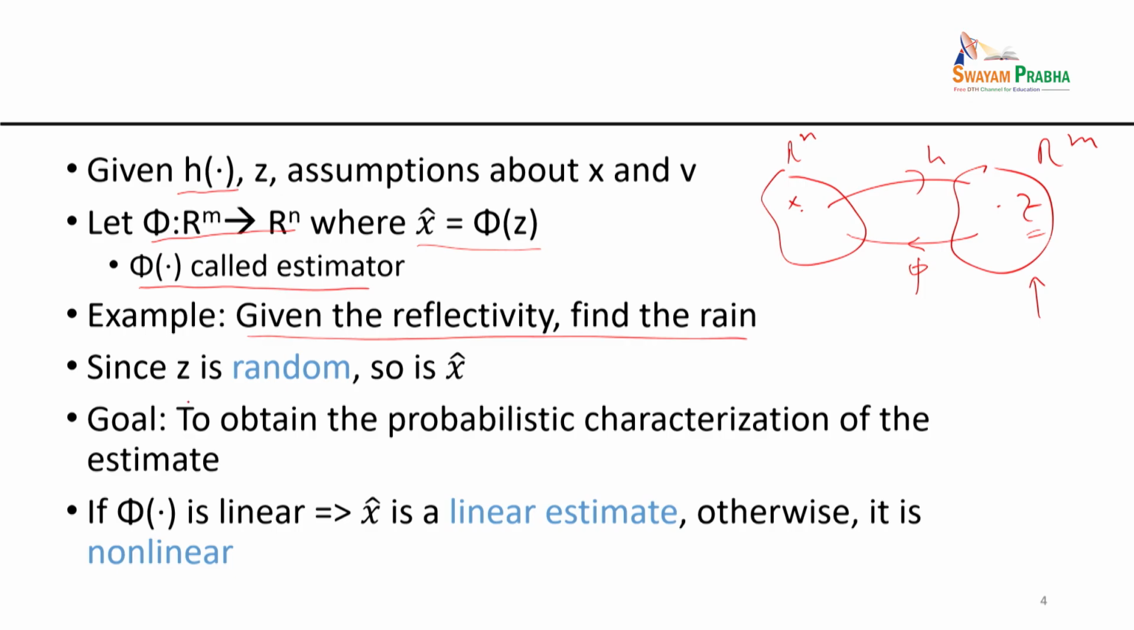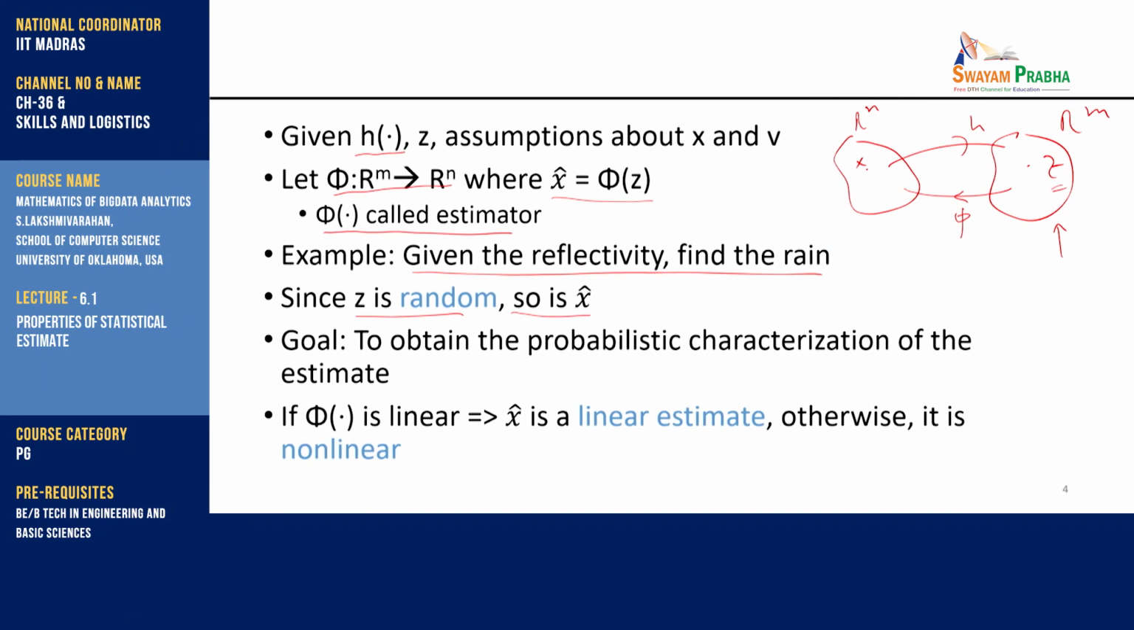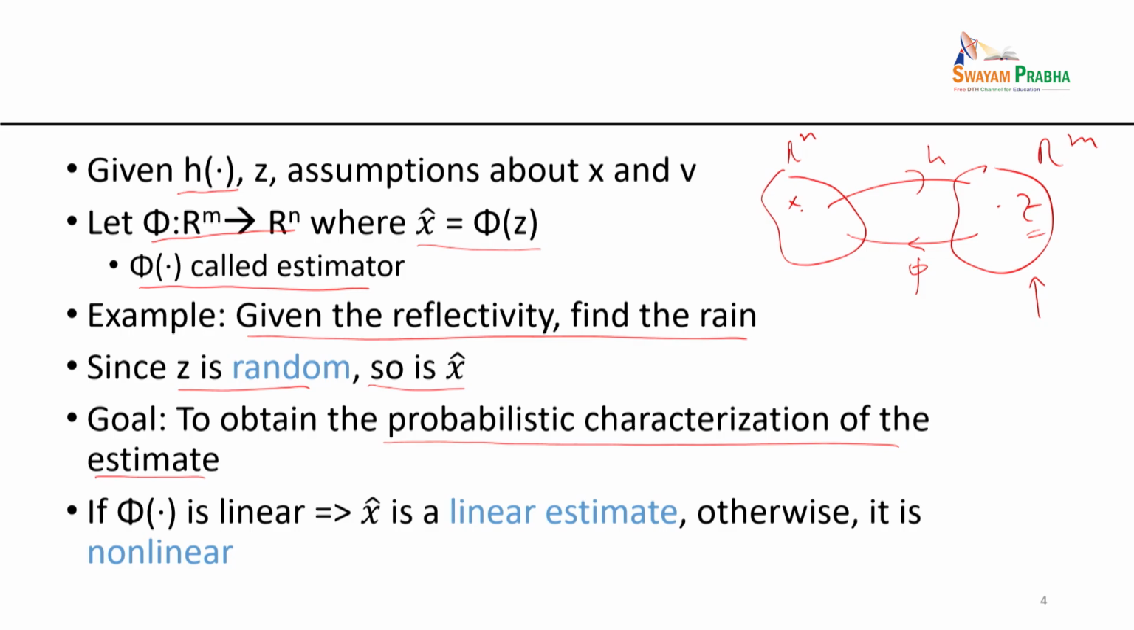Now z is random and phi is a function. Therefore, the output of phi, the output of the estimator function, is a random variable. So everything is random now. Now what is it that we want? We want to obtain the probabilistic characterization of the estimate. This requires some discussion. What is the best information I can have about a random variable? The best information I can have about a random variable is the probability distribution, the probabilistic characterization of the random variable.